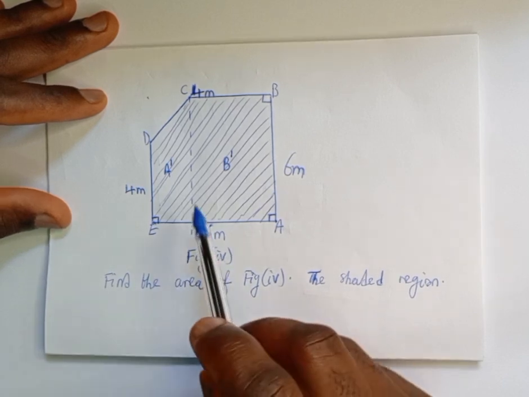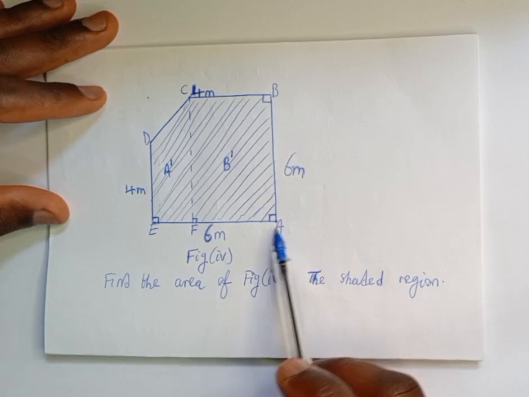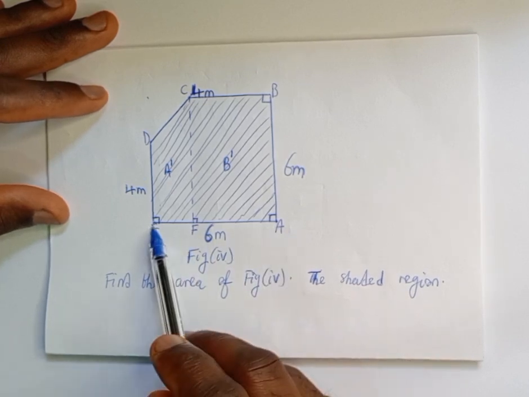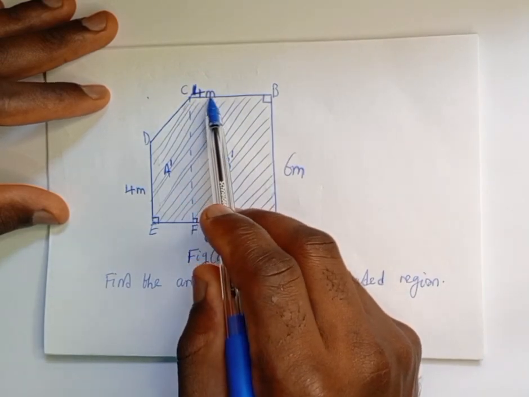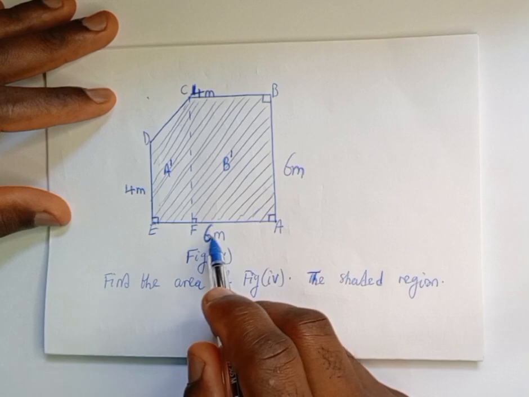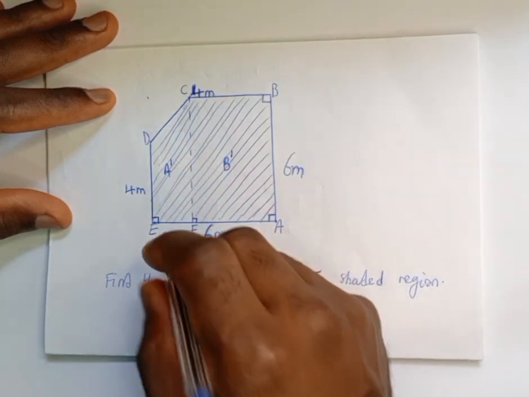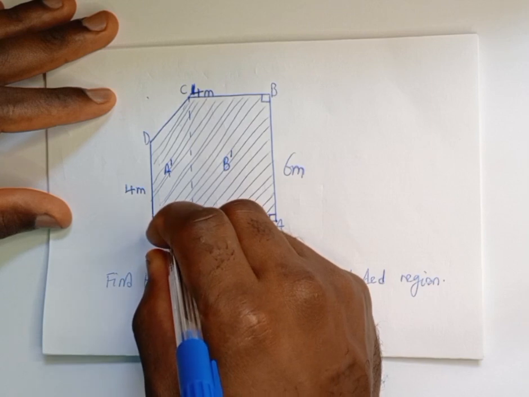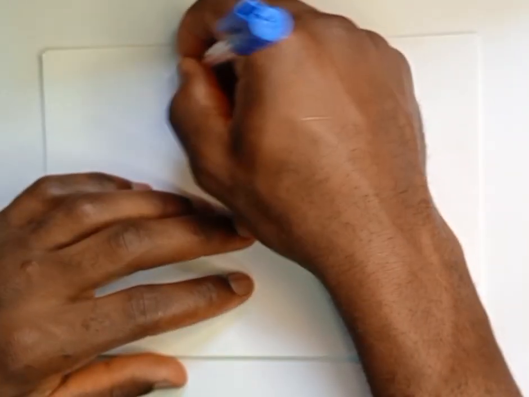We have been told from the question the length from A to E is 6 meters, from B to C is 4 meters. It simply means from F to E will simply be 6 meters minus 4 meters, which is 2 meters. So this length is 2 meters. We take the solution.